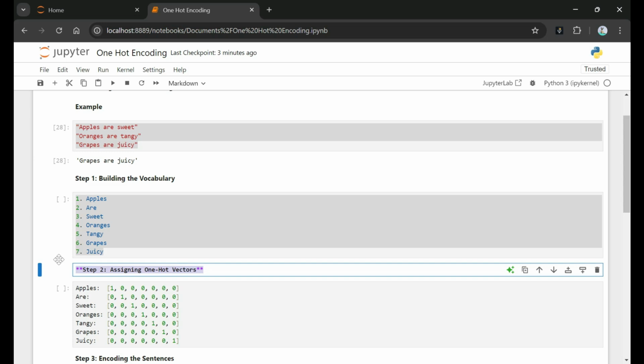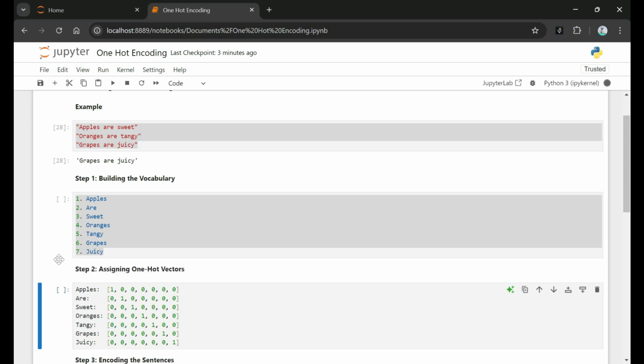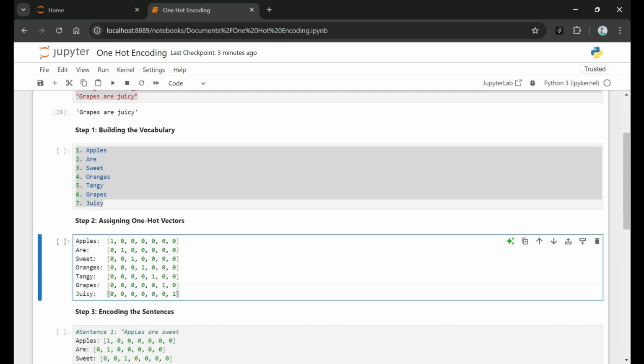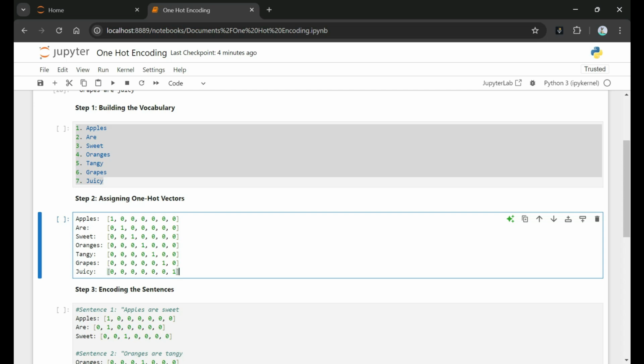Now we will assign one-hot vectors. This is our representation. Each vector will have a length equal to the size of our vocabulary. If you see, all are 7 because that is the size of the vocabulary. Here's how this is represented. Apples is first, so it has 1 here. Everywhere there is only one 1, because it represents that word's position in the vocabulary.